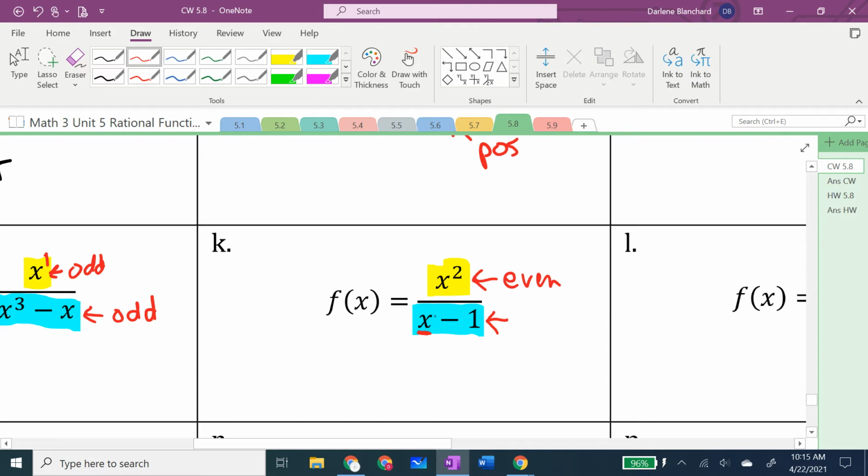For the first term, you have an understood 1 exponent. That puts it in the odd category. But can odd have a minus 1 constant? It can't. So that denominator polynomial is neither. If one of the two polynomials is neither, we've got neither.